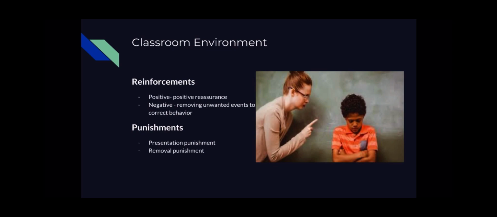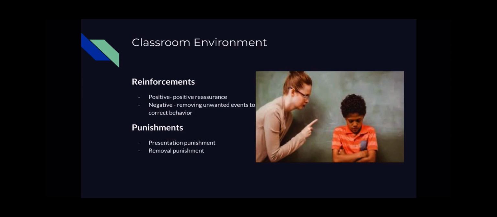Now our negative reinforcement is removing an unwanted event to correct behavior. That is kind of like when you get into your car and you keep hearing the beeping sound until you put your seatbelt on. The beeping sound goes away once you use a correct behavior, which is wearing your seatbelt.